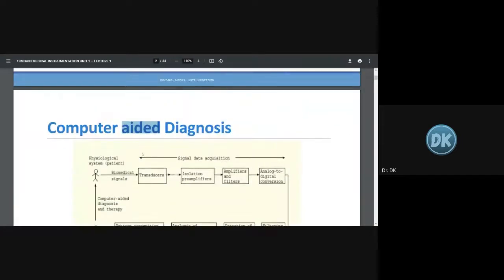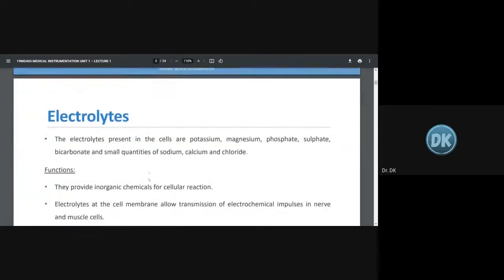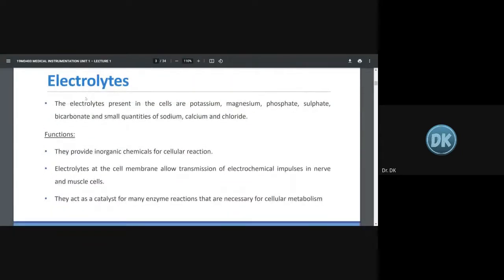So how the signal is produced, how it is generated, all that you are going to see in this first section. First of all, your body is made of an electrolyte. The cells inside the body have an electrolyte which is rich in potassium, magnesium, phosphate, sulfate, bicarbonate, and even small quantities of sodium, calcium, and chloride. So the human body cell will have all these chemical components. And the main function of this electrolyte is to provide inorganic chemicals for cellular reaction.